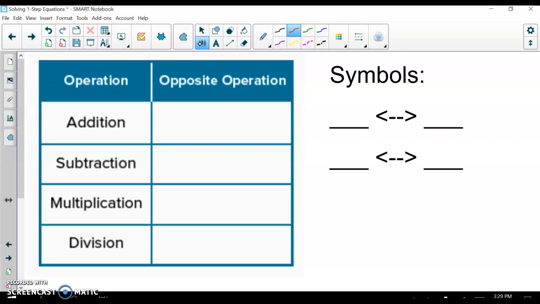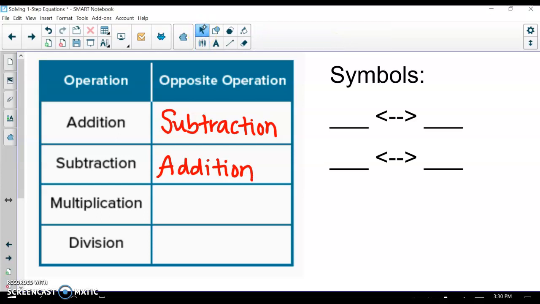So the opposite operation of addition is going to be subtraction. So if the opposite of addition is subtraction, then the opposite of subtraction is addition. All right, here's an example.